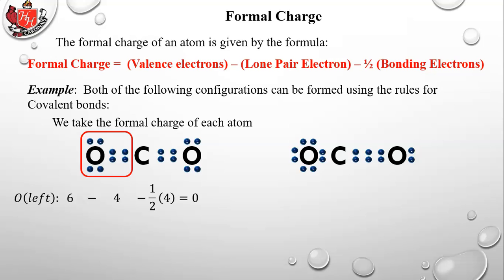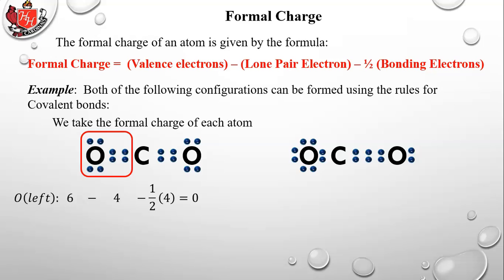It's not the number of lone pairs. There's 2 lone pairs, but there's 4 lone pair electrons. So you actually want the number of electrons. So there's 4 of those. And then you subtract half of the bonding electrons. If you look between oxygen and carbon, you see 4 electrons that are involved in that bond. You take half of that number, that would give you a 2. So 6 minus 4 minus 2 gives you 0. So what it means is this oxygen is very stable.